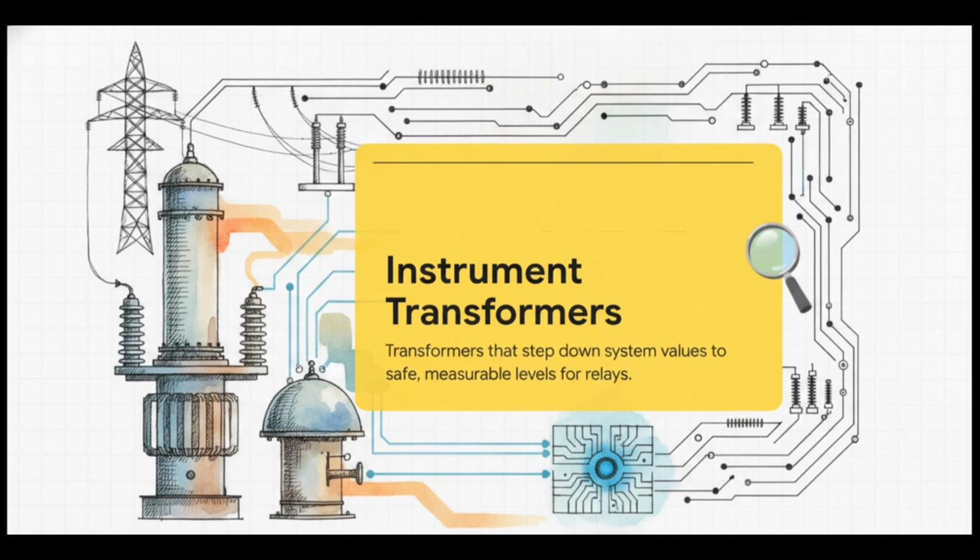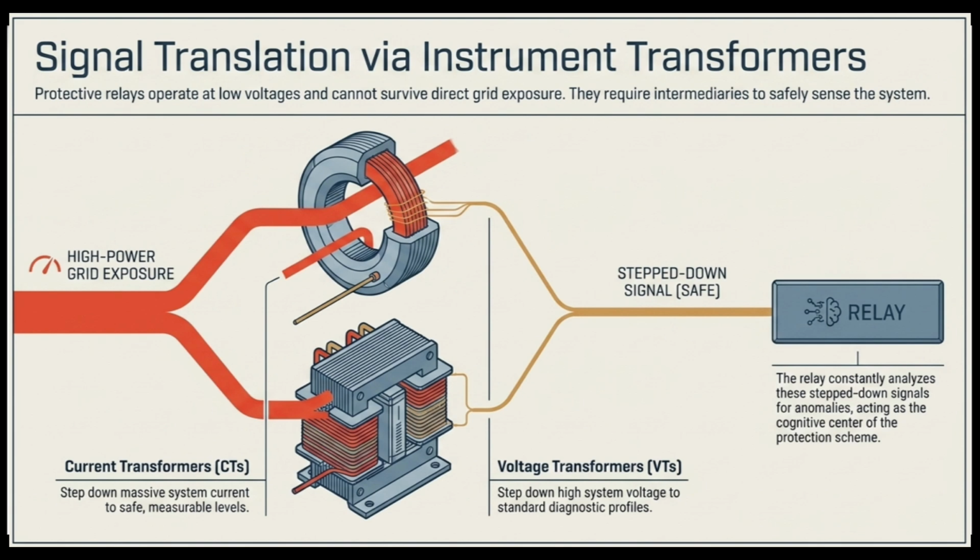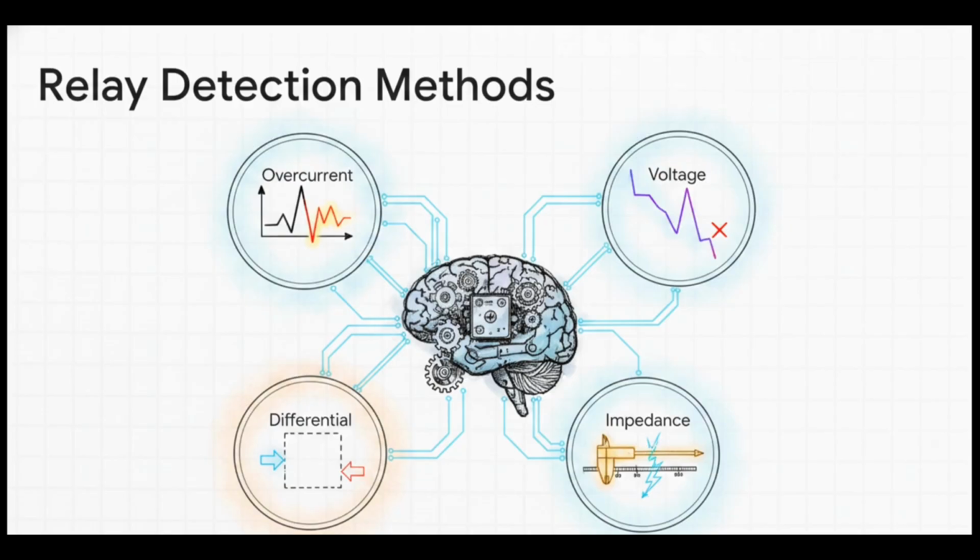It would fry instantly. So it relies entirely on these components called instrument transformers to act as its eyes and ears. These step down those extreme system values to safe, low-level signals that the relay can continuously and safely monitor. So how does it spot a crime? The relay continuously analyzes those step-down signals using a few distinct methods.